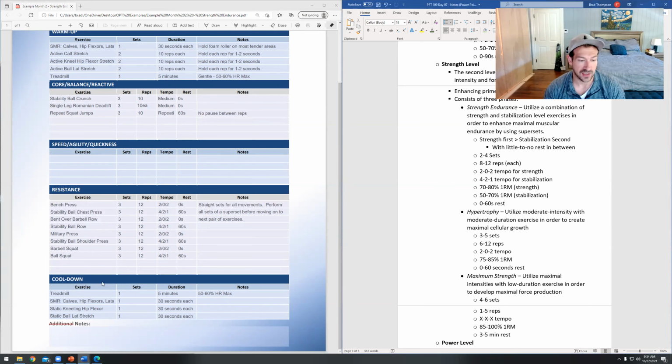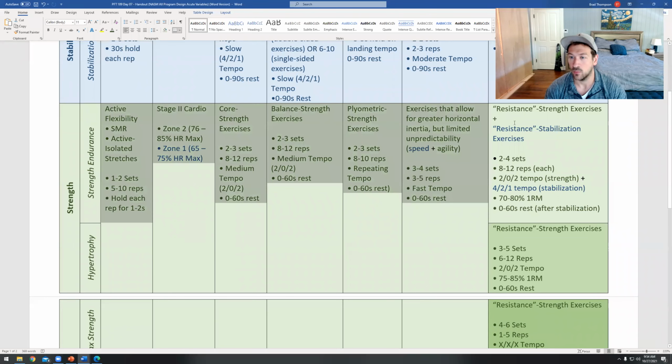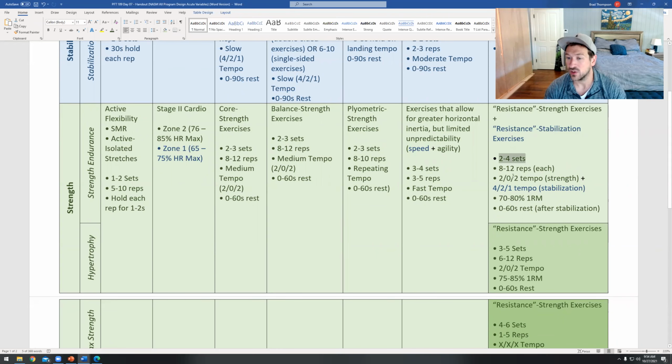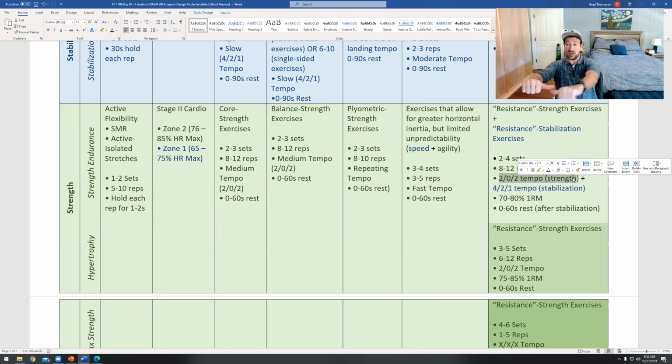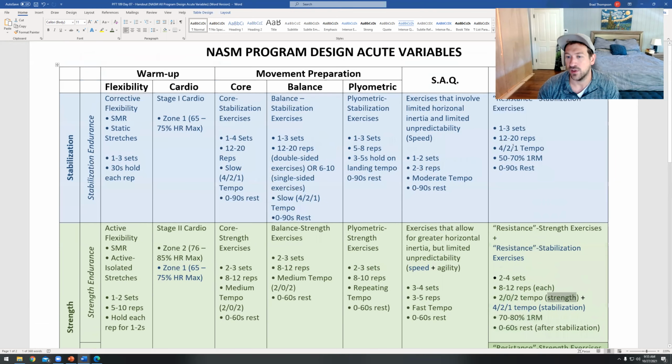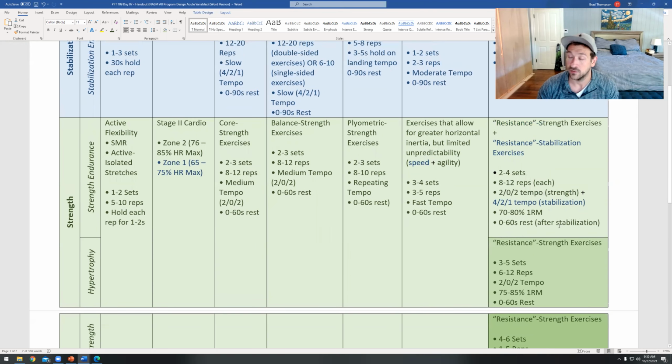Now, for strength endurance, all of that was covering this. But then once we get to the resistance section, we do resistance strength with resistance stabilization, 2 to 4 sets, 8 to 12 reps each. We use a 2-0-2 tempo for our strength movement. So you can just kind of move at a generally medium pace for the strength. And then we go back to that really slow tempo for stabilization. And then that's 70 to 80% of your 1 rep max on the strength movement. And again, it's 50 to 70% of your 1 rep max for the stabilization.